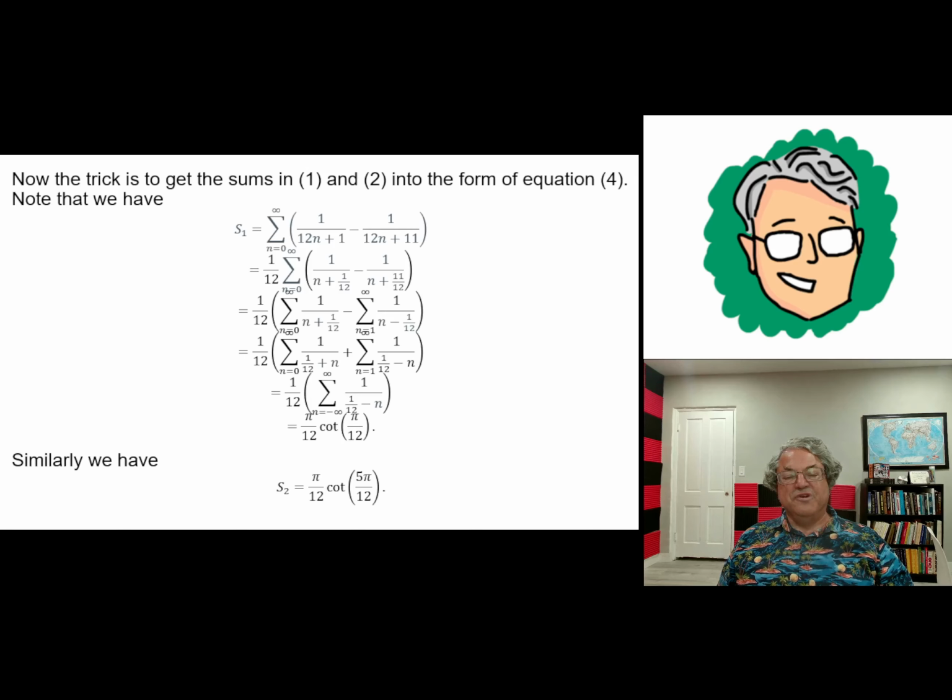Another trick, on the third line for the second sum, is that we can replace the index n by n plus 1. I'm still calling it n here, but now n is going from 1 to infinity instead of 0 to infinity. And now, instead of 1 over n plus 11/12, we have 1 over n minus 1/12, because we added 1 to n. You can see that n plus 1 minus 1/12 is the same as n plus 11/12. So I've really just changed the index on the second sum.